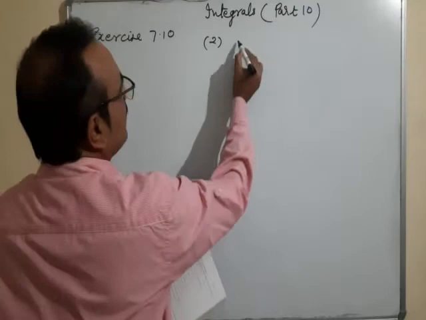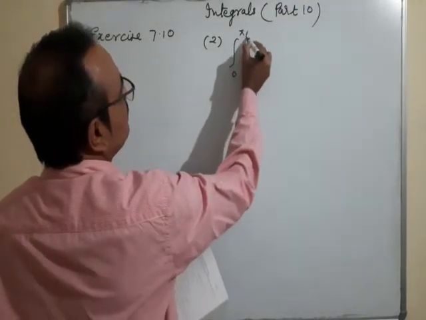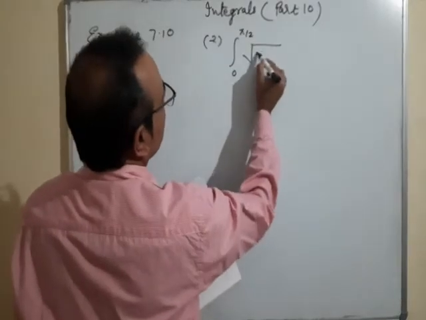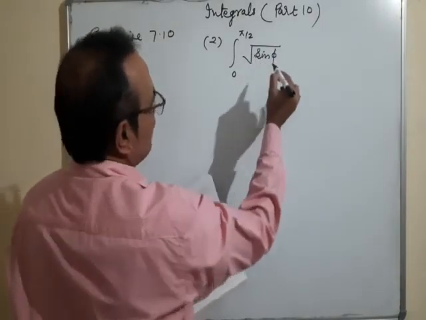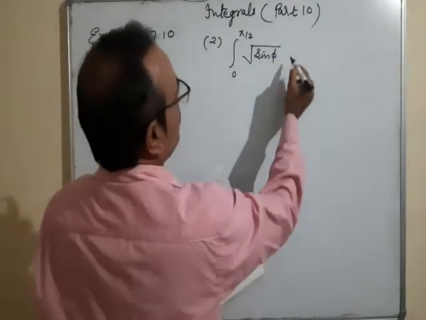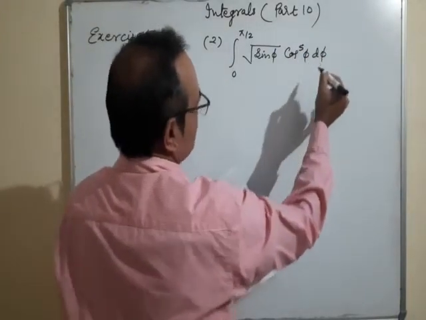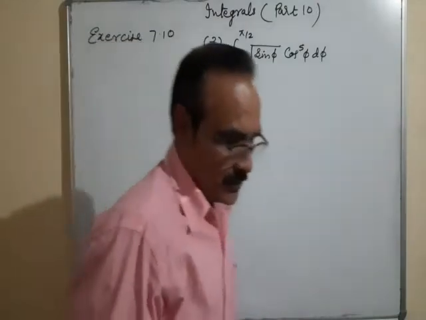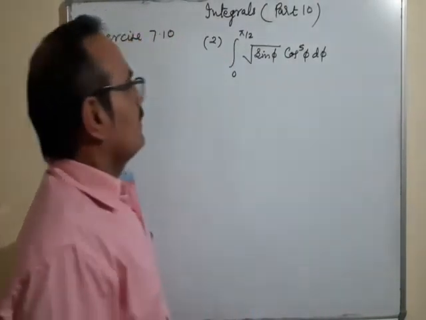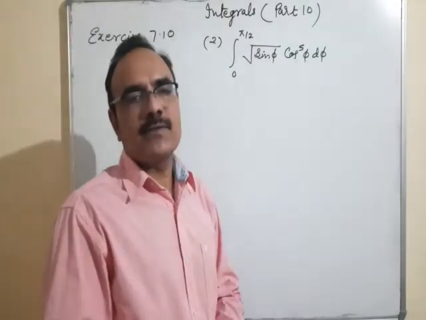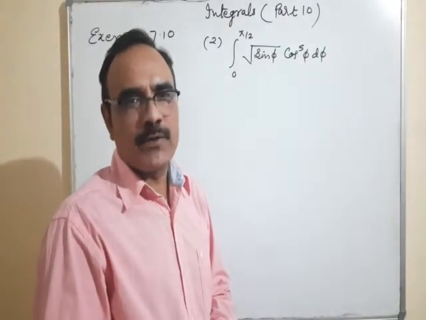Limit 0 to pi by 2, under root sine phi, cos to the power 5 phi d phi. How to solve this question? Because in the root it is sine phi, so definitely we have to take sine phi is equal to t.